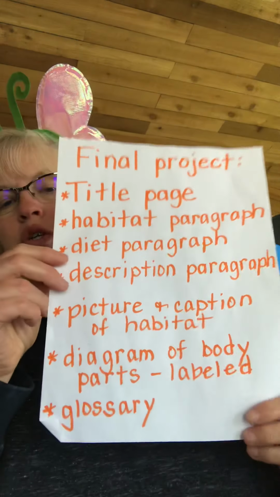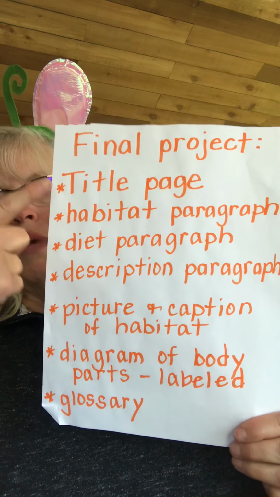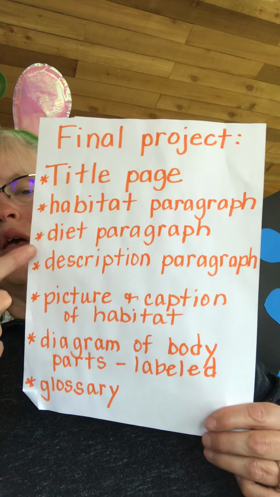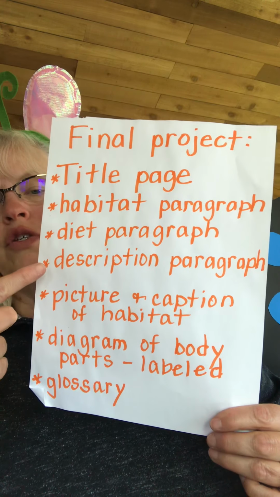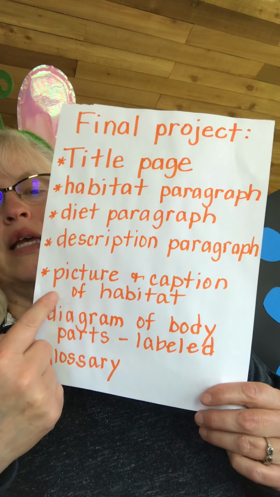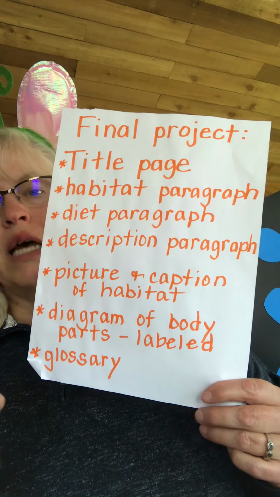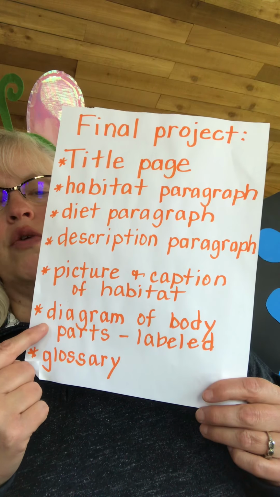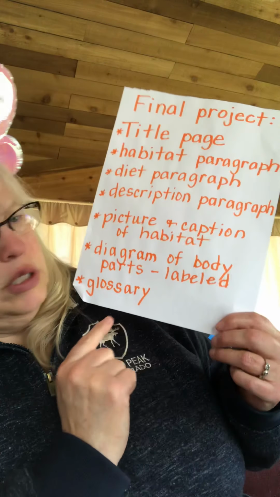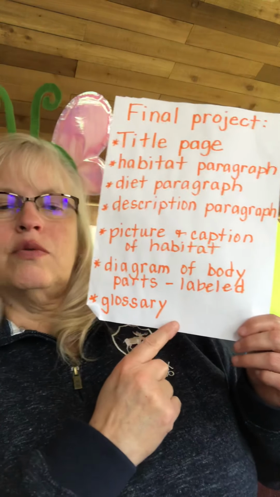But first, let's just quickly run through. Read them with me. You should have a title page, a habitat paragraph, a diet paragraph, description paragraph, the picture and caption of habitat, and a diagram of the body parts labeled, and then of course your glossary.